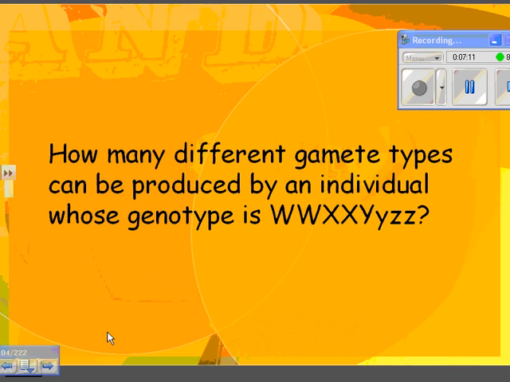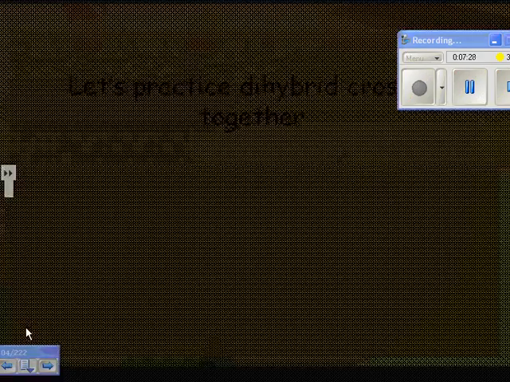How many different gamete types would be produced by this one? Well, there's only one heterozygous gene there, so you'd only get 2 different types. That's the only difference here. And that is the end of my story.